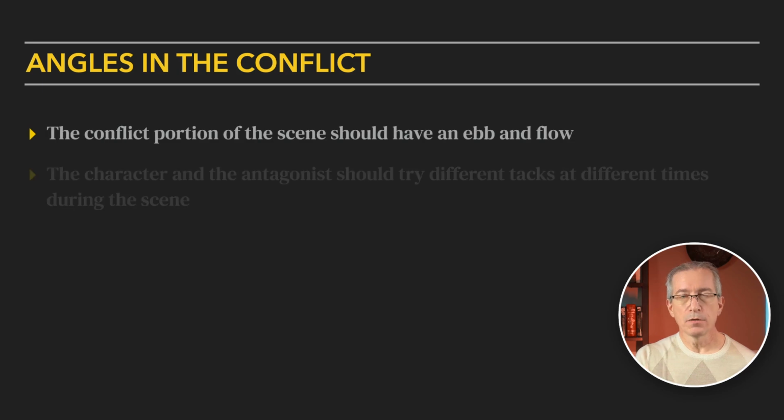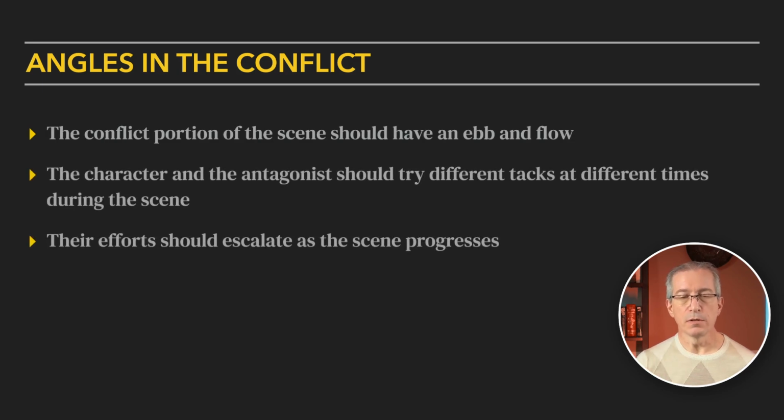You also want angles in that conflict section in the middle. It should have an ebb and flow. The character and the antagonist should try different tacks at different times during the scene. Keep in mind that the character wants something, and the antagonist, it doesn't have to be the antagonist of the main story, just the antagonist of that scene, is trying to deny the character something, because that's how you've devised the scene. And they don't want to give that character whatever it is they're searching for, for whatever reason.